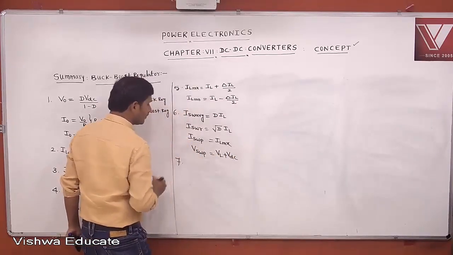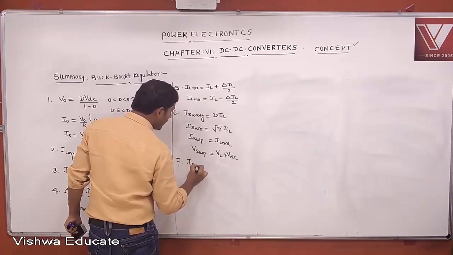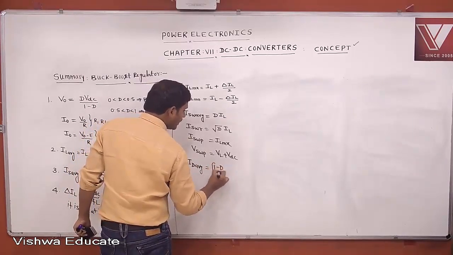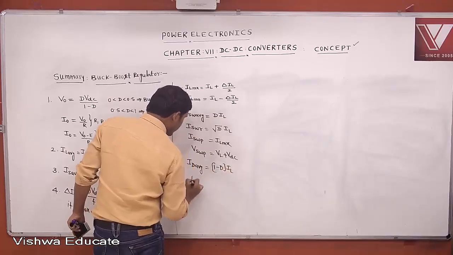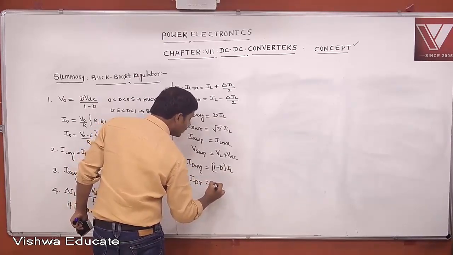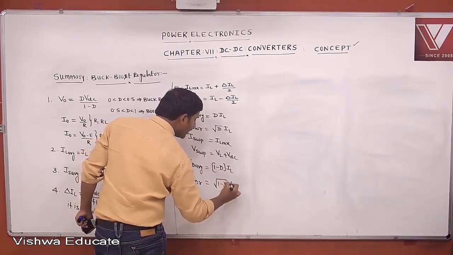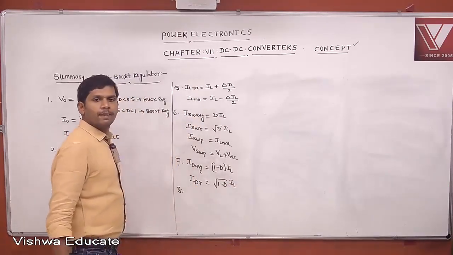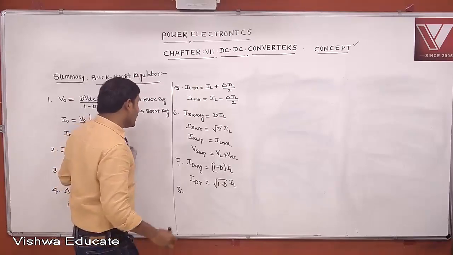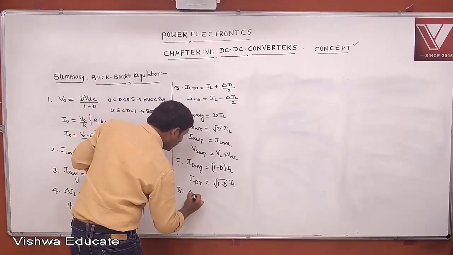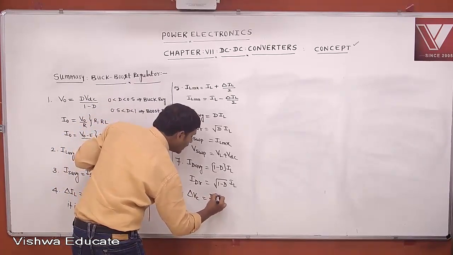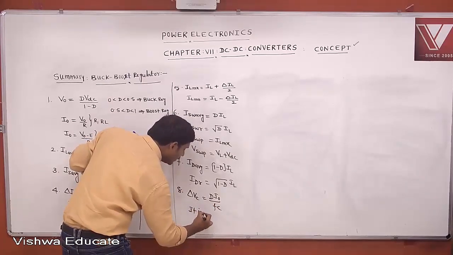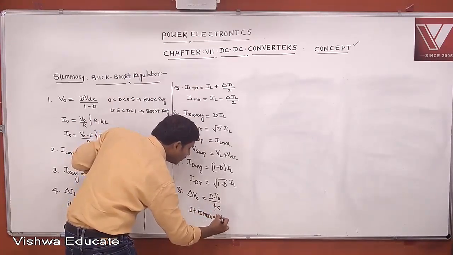Seventh one, what is the average value of diode current? It equals (1 minus D) into IL. What is the RMS value of diode current? Square root of (1 minus D) into IL. Eighth one, can you tell me the peak to peak capacitor ripple voltage? Delta V naught equals D I naught by Fc. Then it is maximum at D equal to 1.